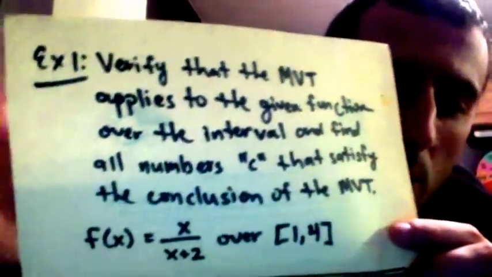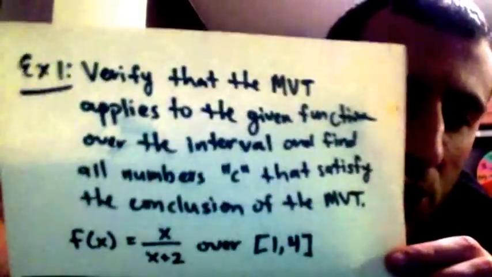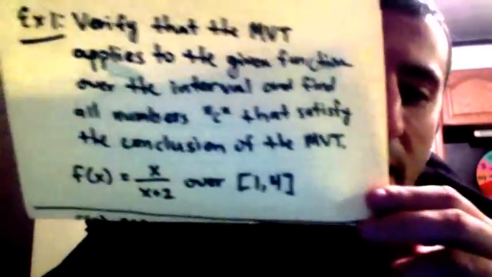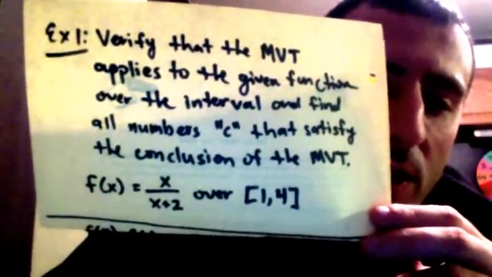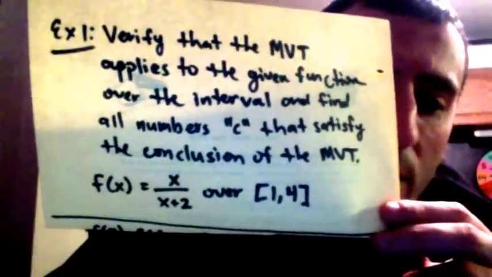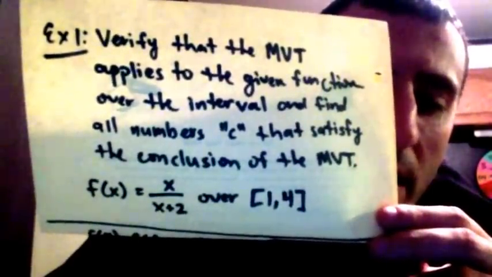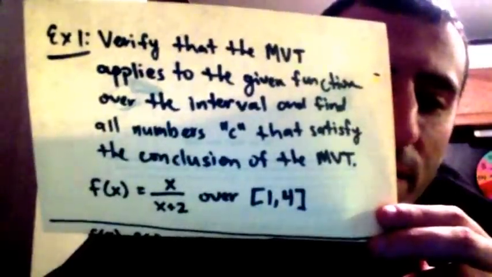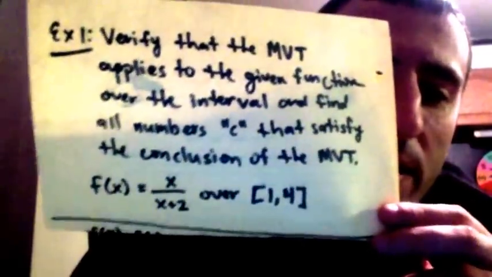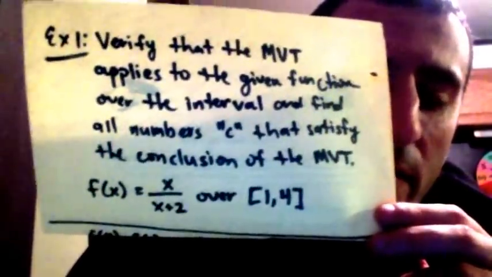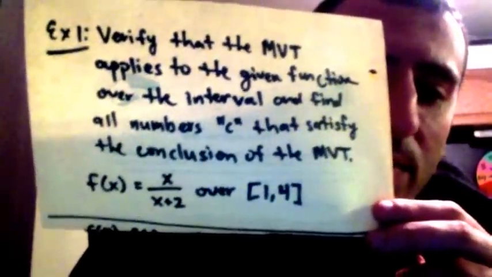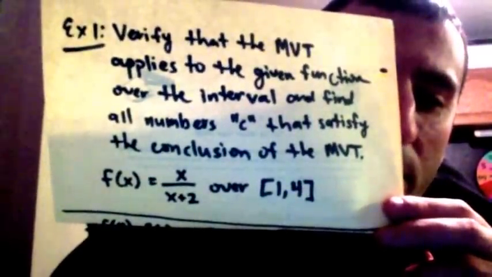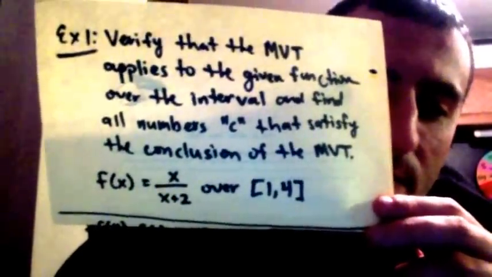Okay, so in a nutshell, what you want to do is sort of informally just convince yourself that the MVT holds. And all that means is convince yourself that this function is both continuous over the interval 1 to 4 and is differentiable over the interval 1 to 4 as well. And rational functions are fine just as long as you're not dealing with a denominator equal to 0. So when x is equal to -2, your function's not continuous. -2 is not in our interval. Okay, so the MVT works.